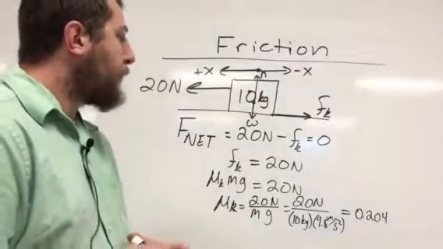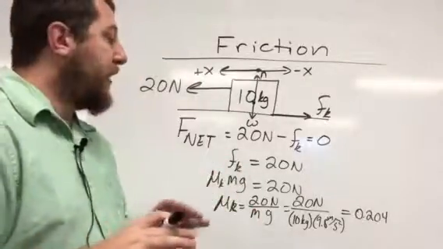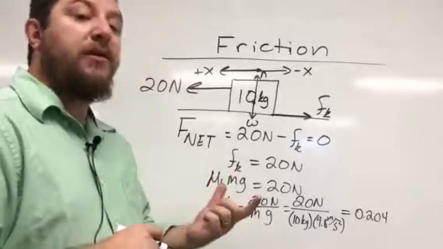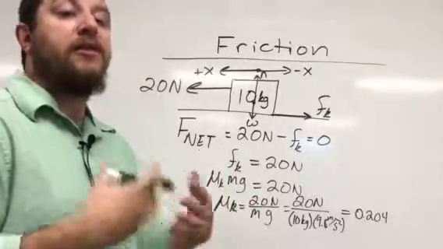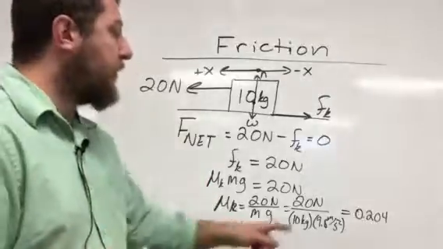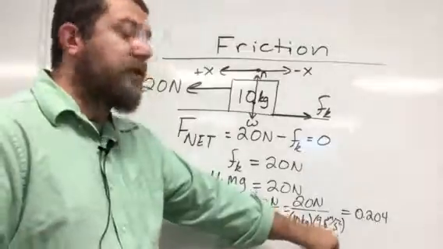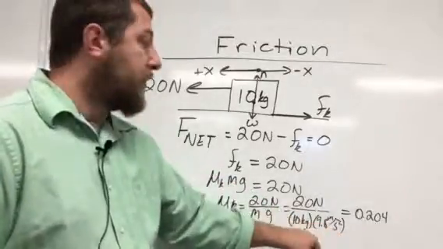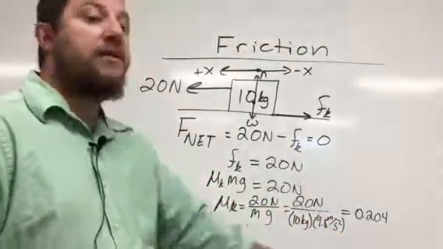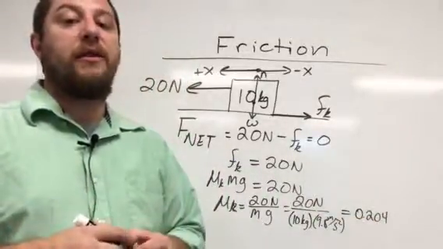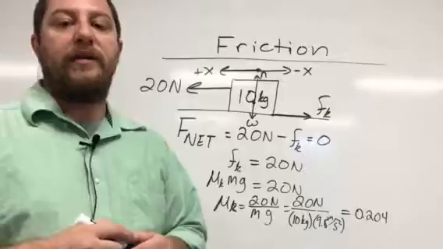All right. Now, one thing I should mention, notice that mu sub k and mu sub s both are unitless. They are just coefficient pure numbers. All right. Here I have newtons, and here I have kilograms times meters per second squared, which is also newtons. So I have newtons divided by newtons, and my final answer is unitless. So the coefficients on your friction values are going to be unitless.